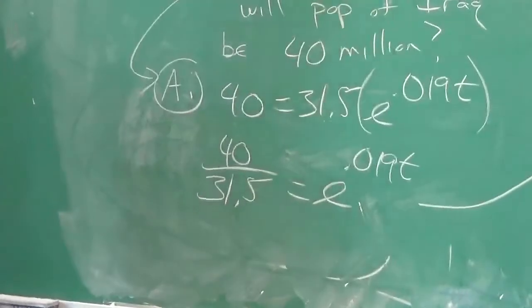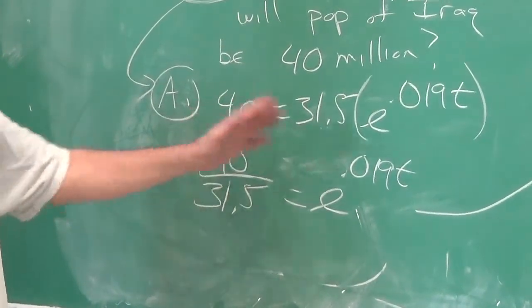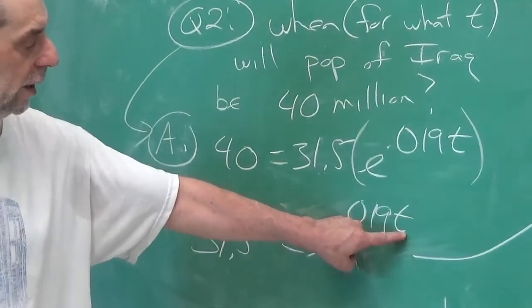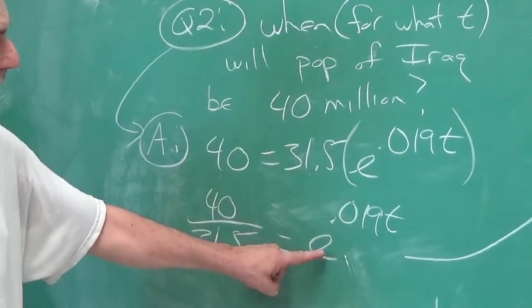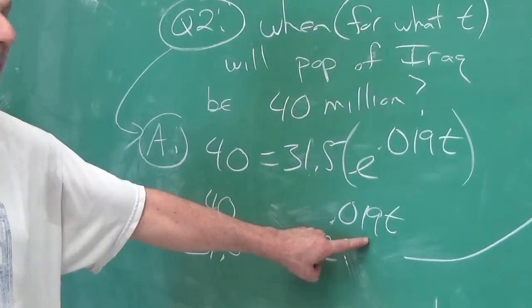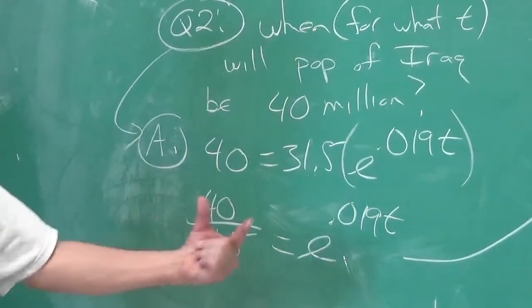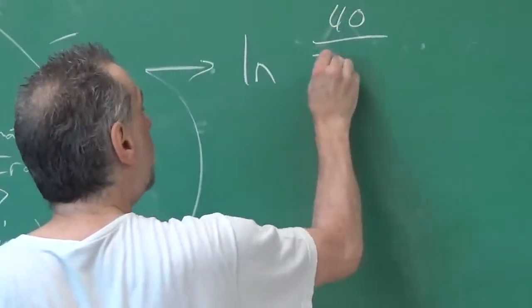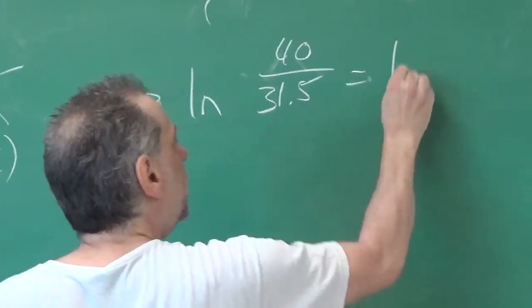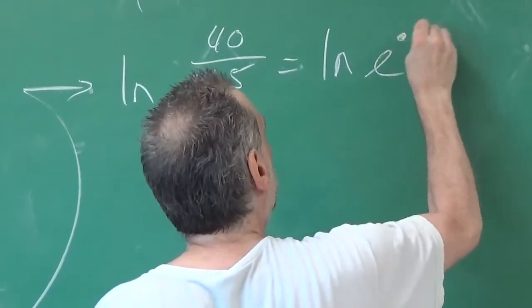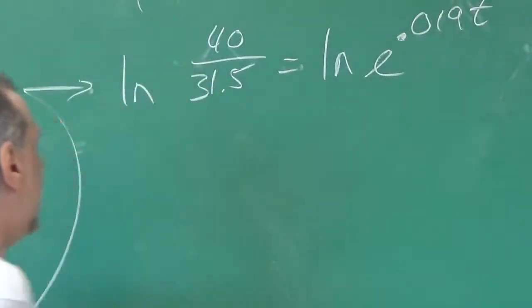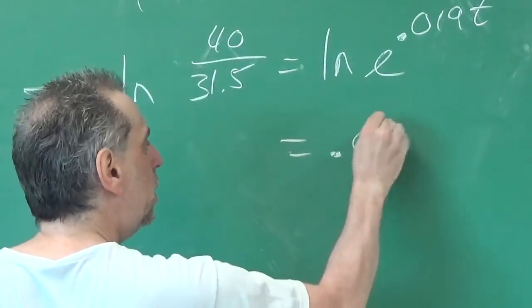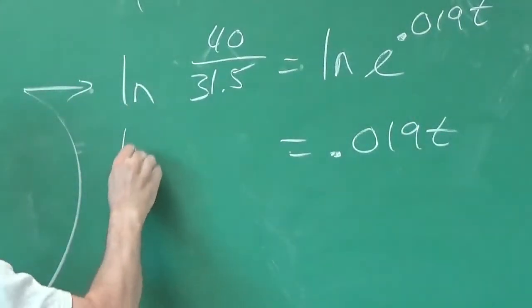We're going to take natural logs of both sides, right? Since we have e raised to an exponent involving the unknown, if we take the natural log of e raised to anything, we get that anything. So we take natural logs of both sides, and we say natural log of this number equals the natural log of e raised to that exponent. Again, the right-hand side just becomes that exponent. This is just a number.